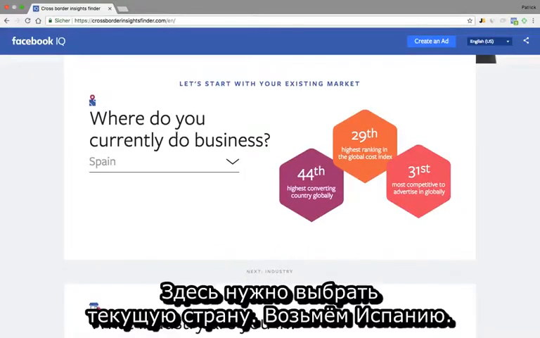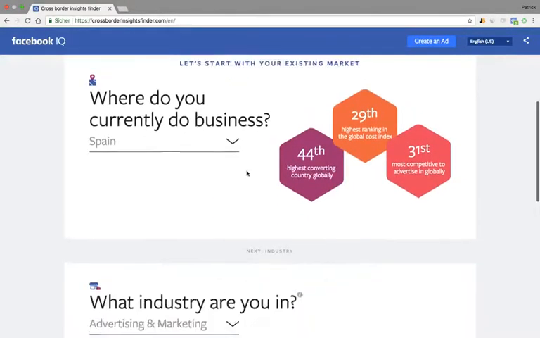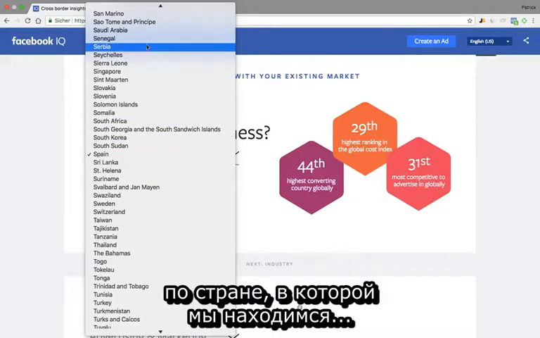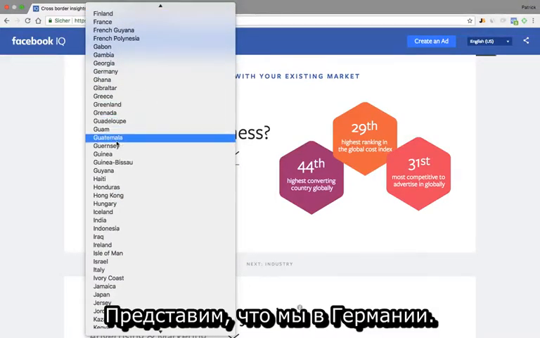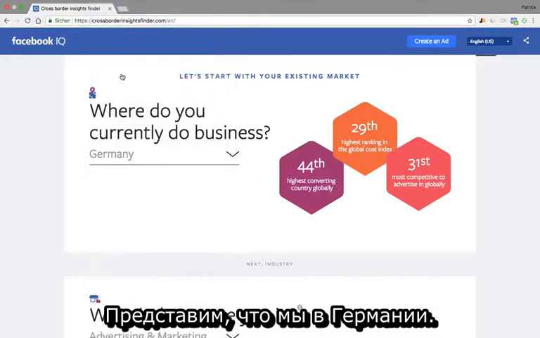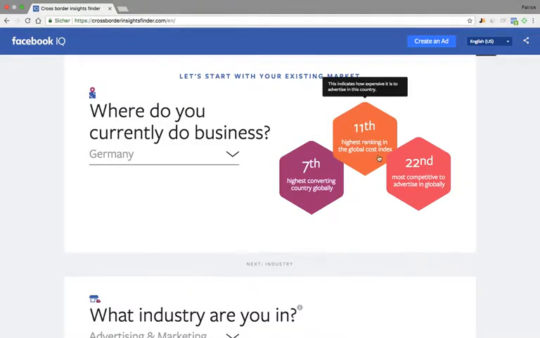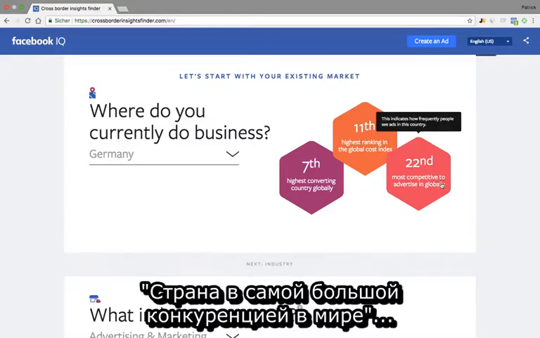Okay, so here we just have to select our specific country, for example Spain. Okay, and they give us some nice stats already on the specific country that we're in. For example, imagine that we would be in Germany. So they rank: highest converting country, rank in the global cost index, and most competitive to advertising globally.